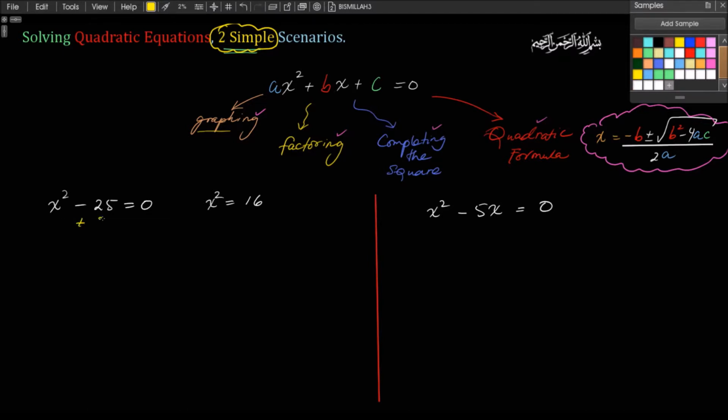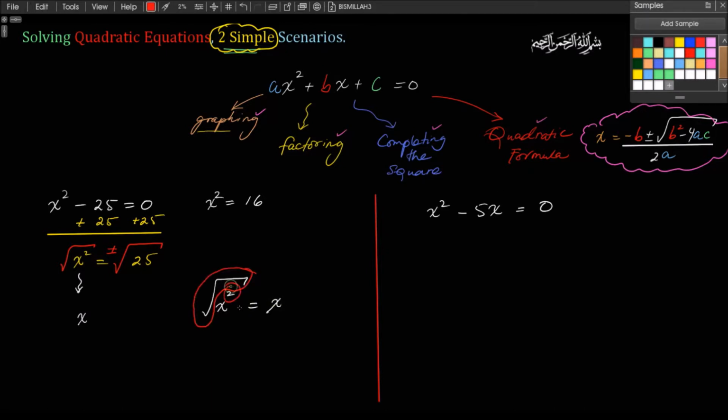Over here, you just add 25 to both sides like this, and then you just take the square root of both sides. Now this here simplifies to x, because square root of x squared is simply x. The square root symbol over here and the square, they neutralize each other, and this becomes simply x. So this side simplifies to x, and the square root of 25 is just 5. So all I did, I took the 25 to this side over here, and then I took the square root of both sides.